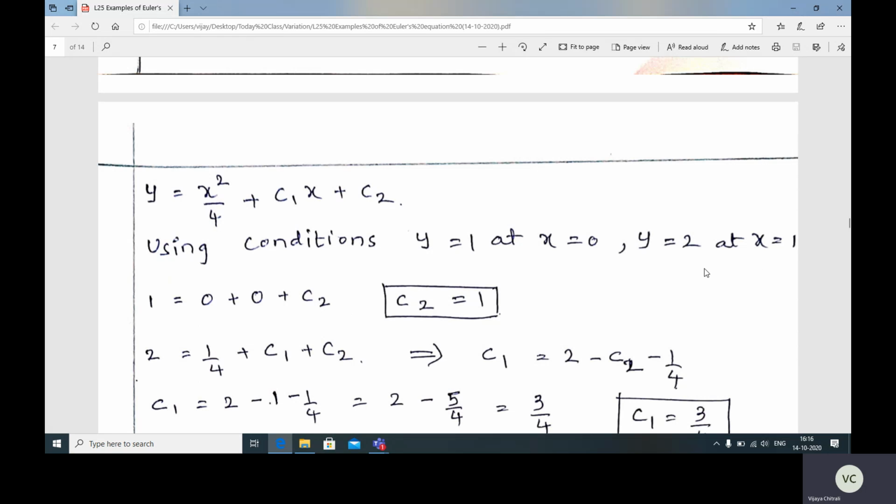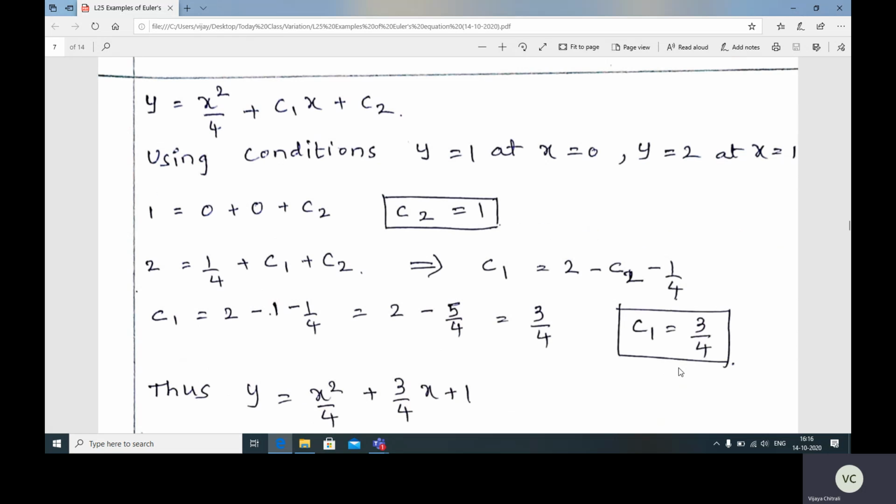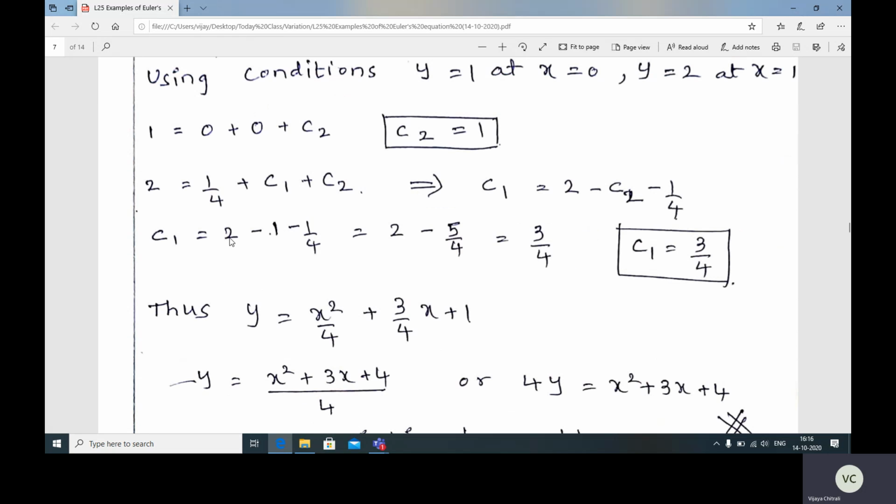And use the second condition, y is equal to 2 at x is equal to 1. So wherever y is there, replace 2. Wherever x is there, replace 1. So we'll get y is 2 and x is 1. 1 square is 1. So 1 by 4 plus x is 1, so this is c1, plus this c2. So simplify this. What we have, c2 as 1. So substitute. So c1 is equal to 2 minus c2 minus 1 by 4. So substitute c2, c2 is 1. So c1 is equal to 2 minus 1 minus 1 by 4. So simplify this. So you will get c1 as 3 by 4.